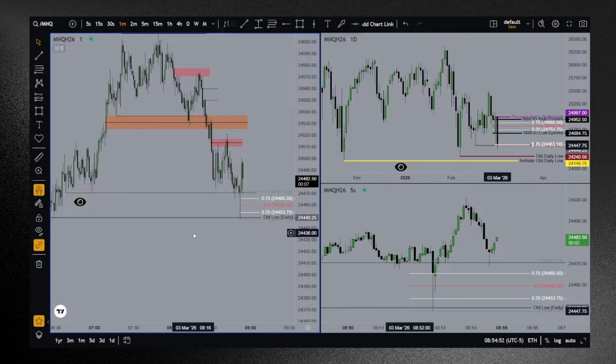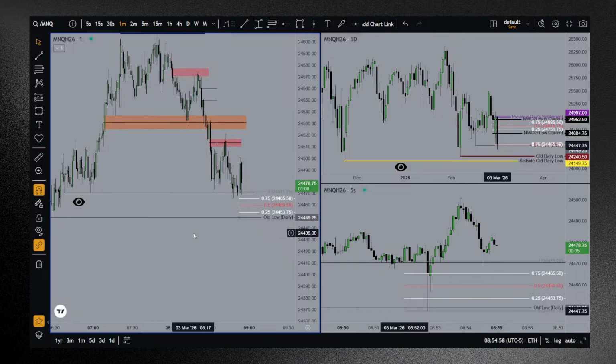Hello Money Glitch, by the way. I'm just looking at the chat right now, as I was doing pure full focus on the chart.